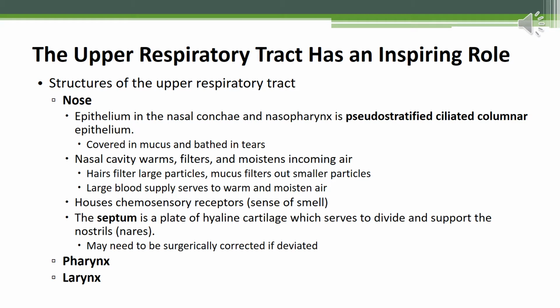The septum of the nose is a plate of hyaline cartilage, which divides the nose into the two nostrils, or nares. And sometimes the septum can be displaced or not line up properly, and this condition is called a deviated septum. And if a deviated septum is significant enough to cause difficulty breathing or speaking, it may be necessary to surgically correct the problem. And now we're going to also talk about the other two structures of the upper respiratory system, the pharynx and the larynx.